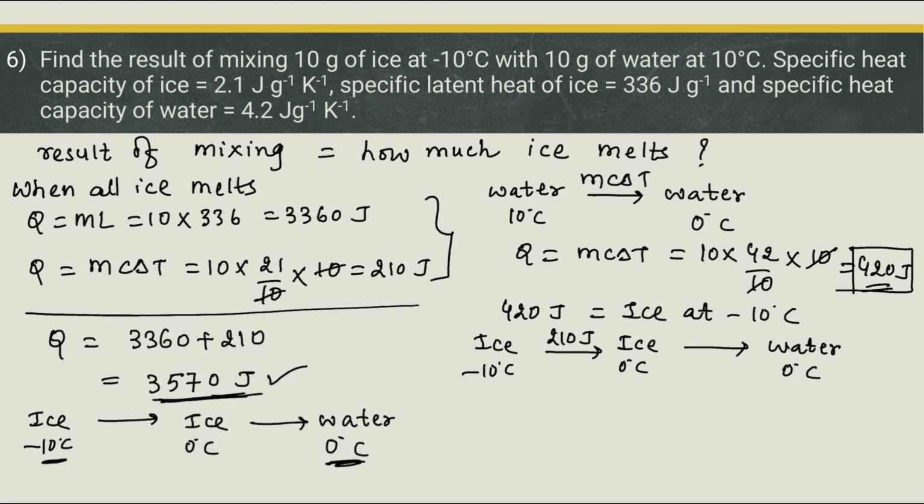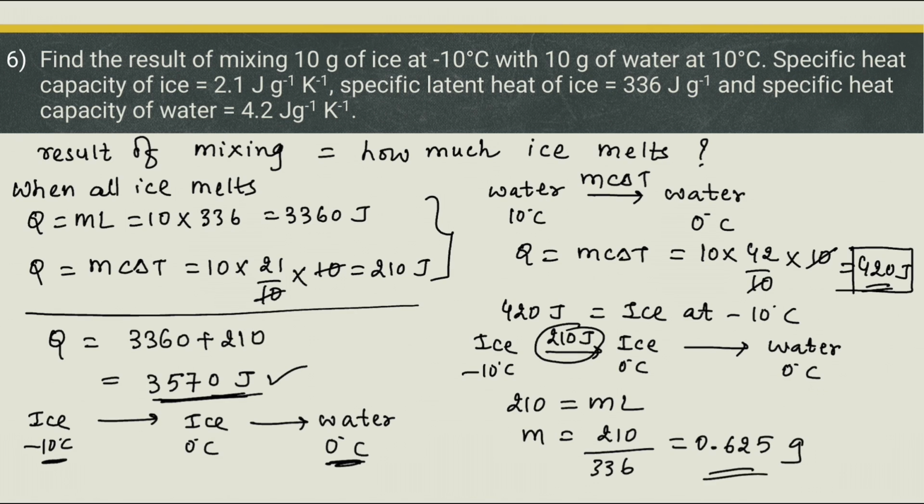But see, out of 420, 210 energy is already used to change the temperature of ice from minus 10 to 0. That means now remaining only 210 joule energy is left to change the state of ice. Okay, so that is m into L. So this m is equal to 210 upon L, which is 336. That is only 0.625 gram. So only 0.625 gram ice melts. And what is the final temperature of the mixture? Of course, 0 degree Celsius.